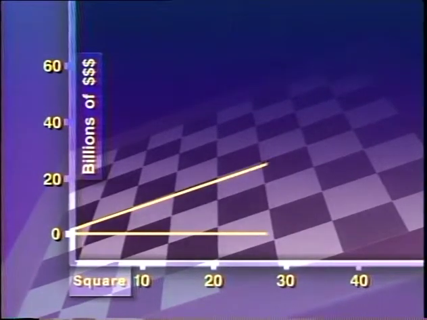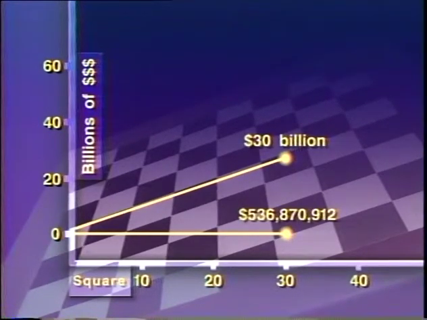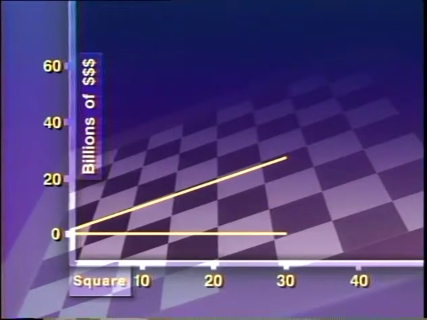Watch as the linear growth begins climbing quickly while the exponential line remains practically flat. After 30 squares, linear growth has piled up $30 billion. Exponential growth, multiplying by 2 on each square, is just above $500 million, which still looks like nothing on this scale. But now the exponential doubling really picks up.